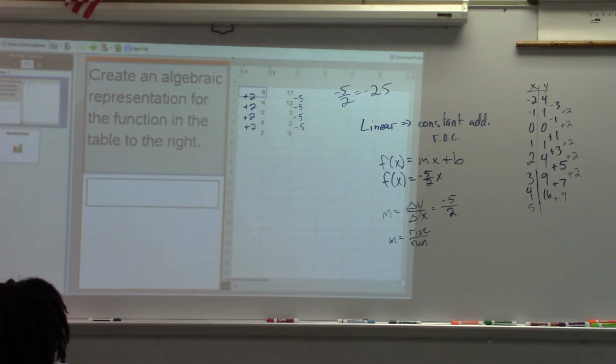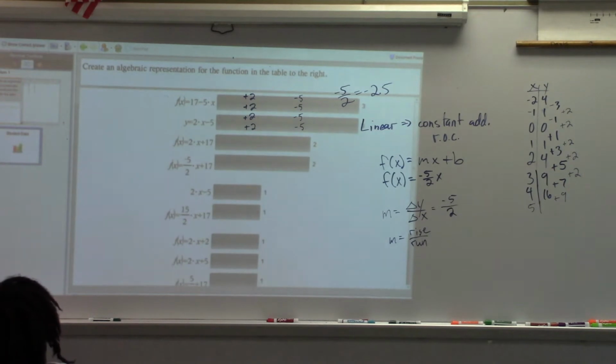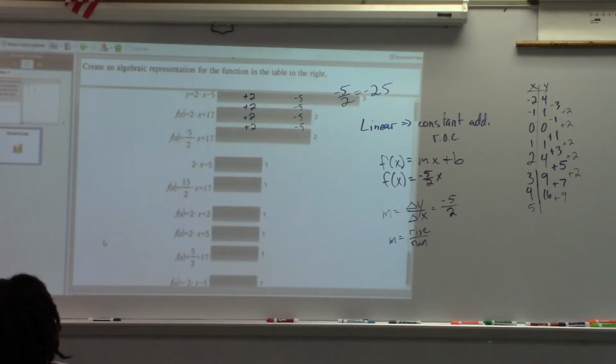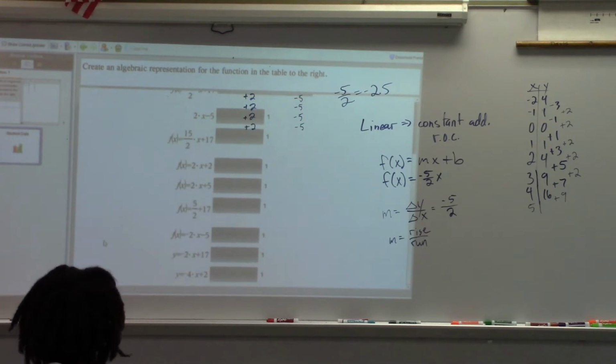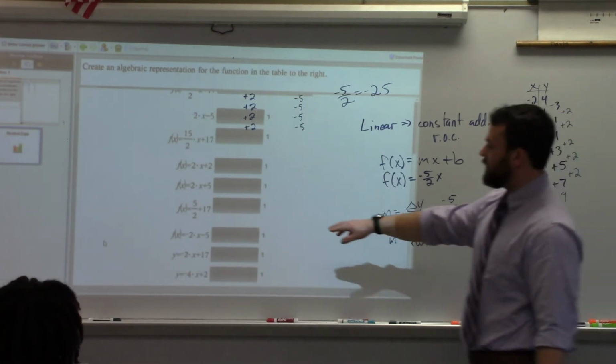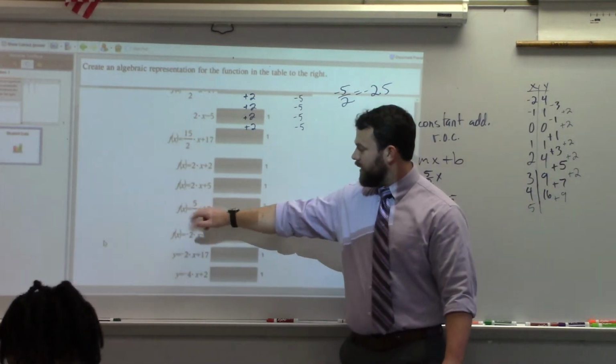Hold on one second. How many of us got -5 divided by 2? We have one that's close down here with 5 halves. What's missing from this 5 halves though? The negative. And the x.